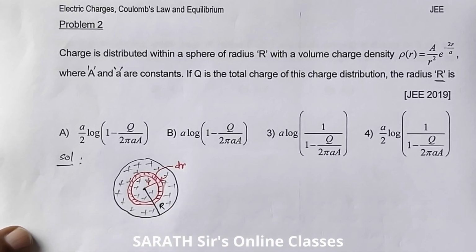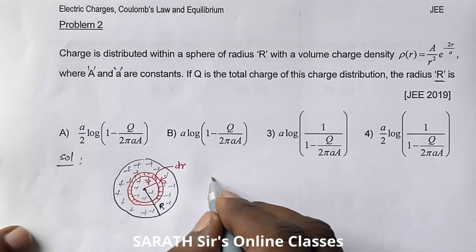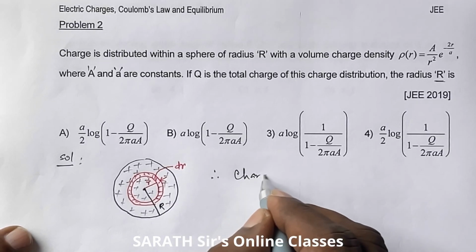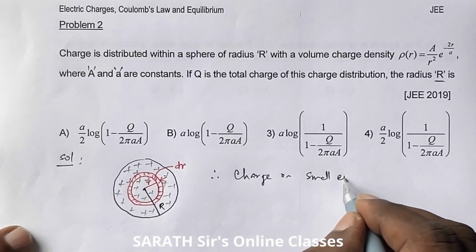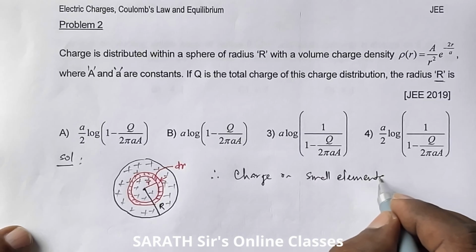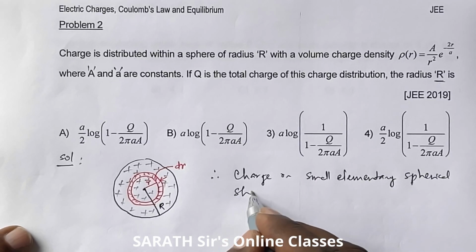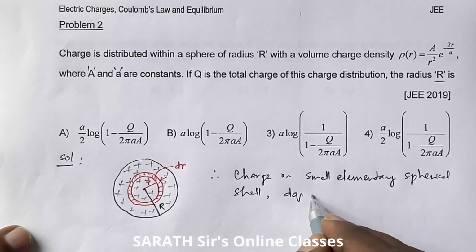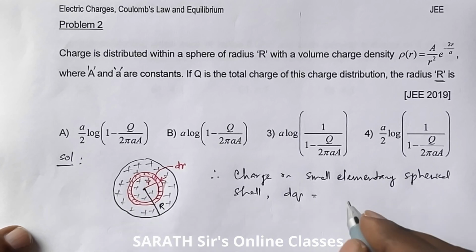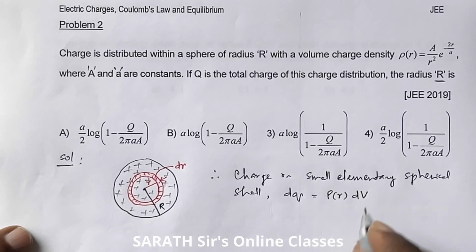Anyhow, let us proceed. We have taken a small element. So what is the charge on the small element? Let us calculate. Therefore, the charge on the small elementary spherical shell, dq, is equal to, see, the density of charge, which is changing with distance, into the volume.